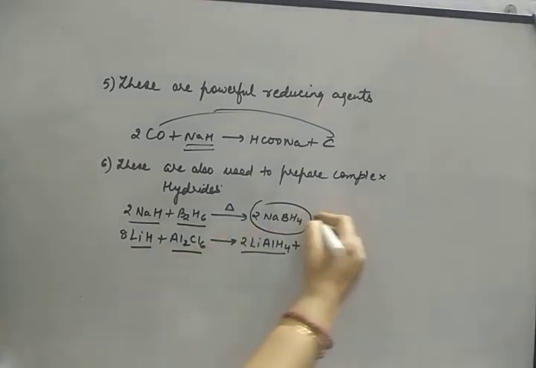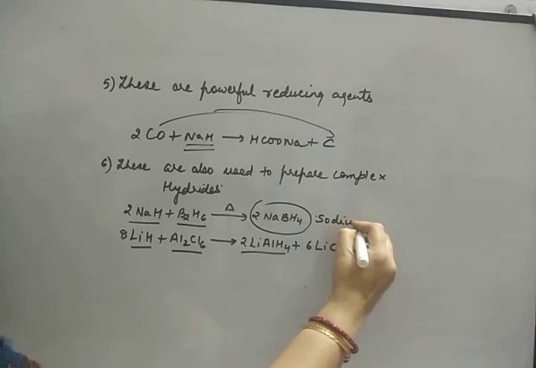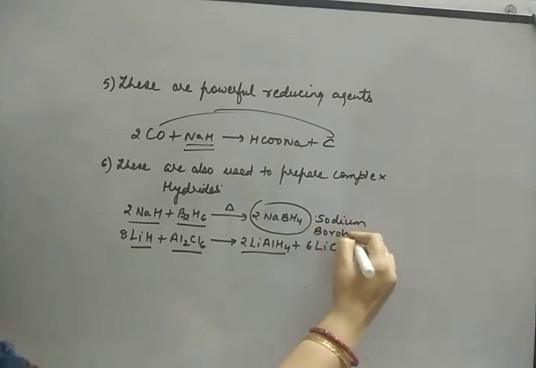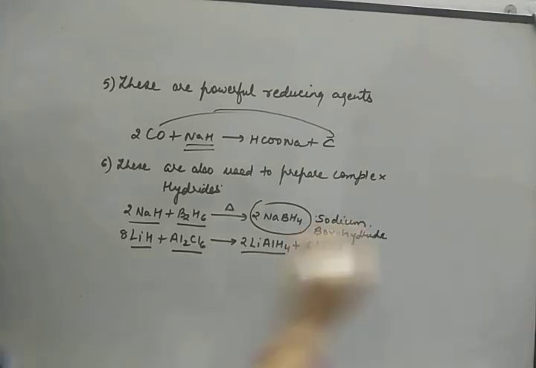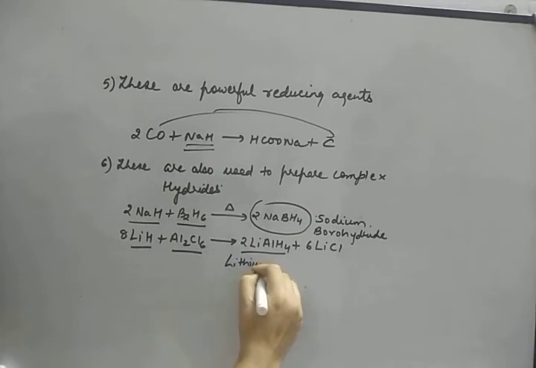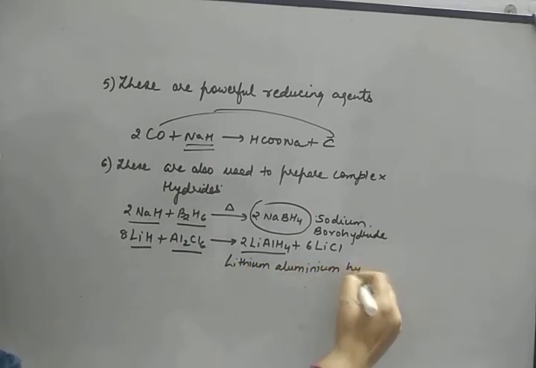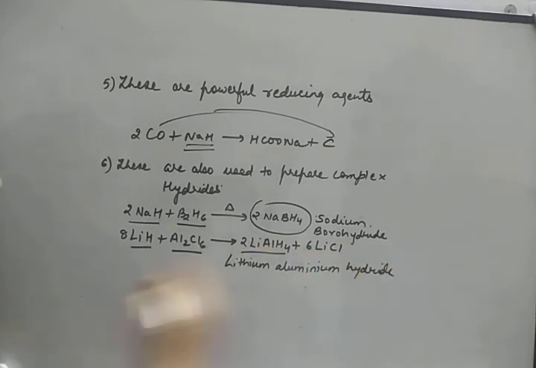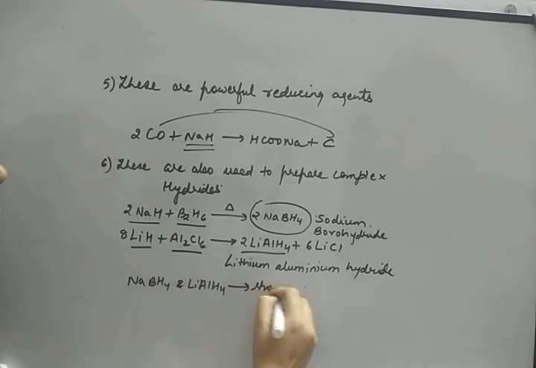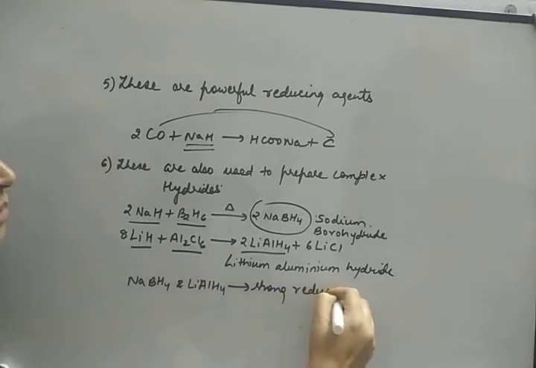Okay, so this is sodium borohydride and this is lithium aluminium hydride, and both NaBH4 and LiAlH4 are strong reducing agents in themselves.